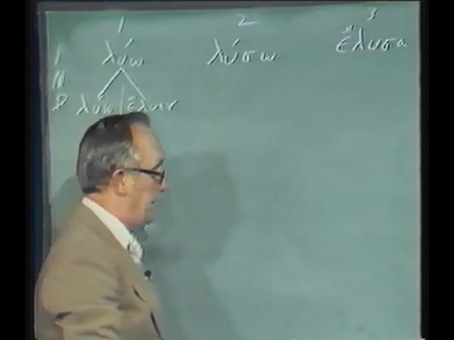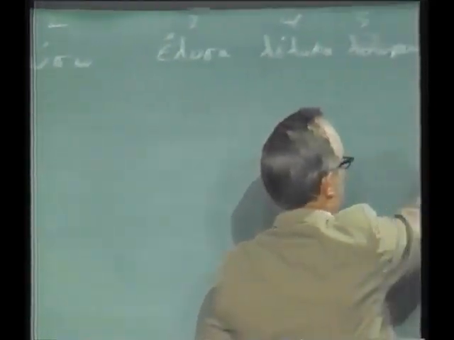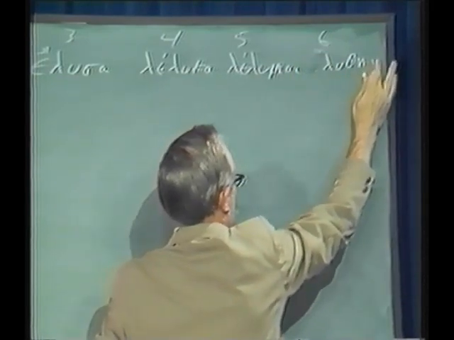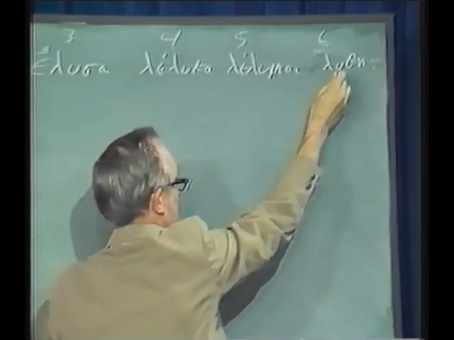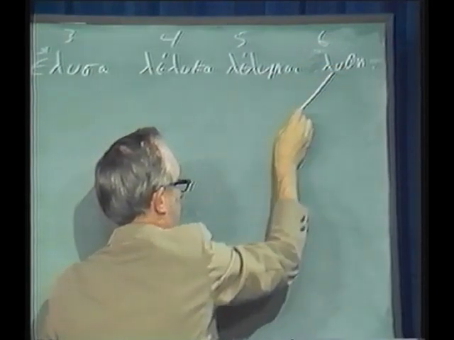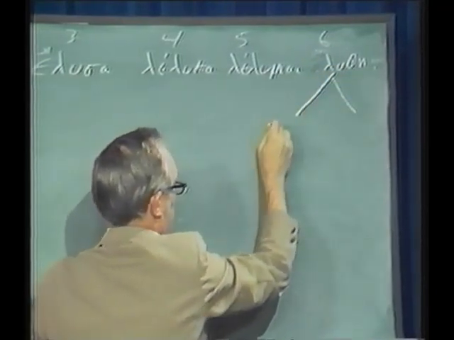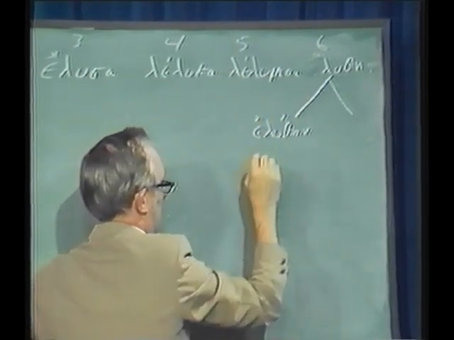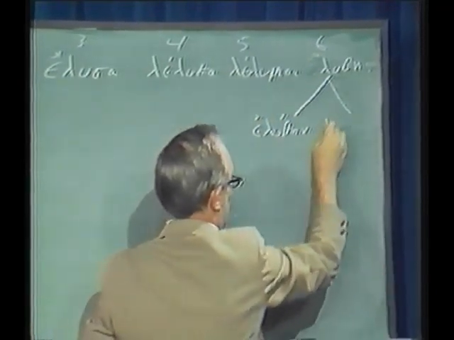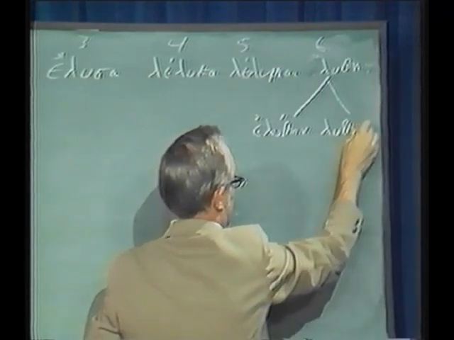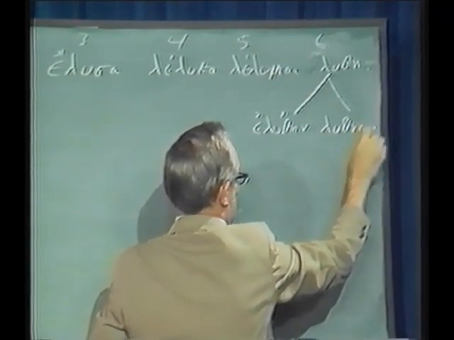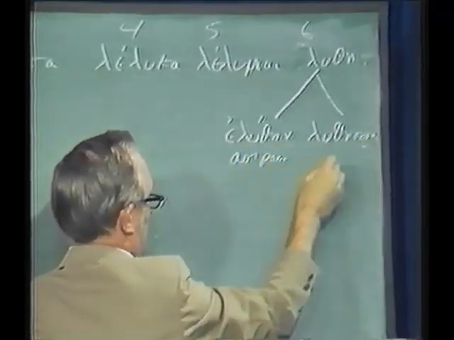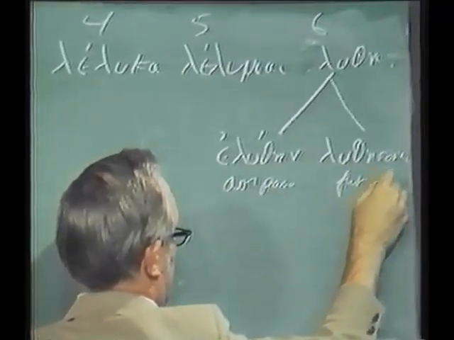Now, back here in number 6, remember we had two from here. In fact, if I take this off, it would look better for us. From this stem, the sixth principal part, come two forms. We saw the alethine, and we saw lethysoma. In other words, the aorist passive and the future passive.